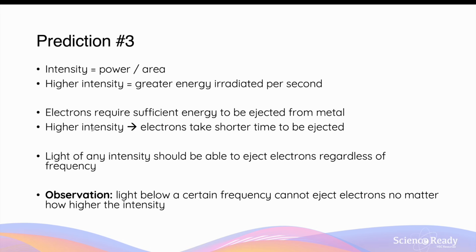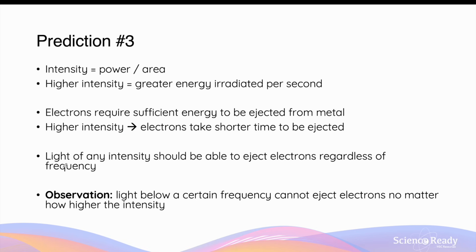the metal. Vice versa, if we have a lower intensity, this means we have a lower power per given area, and this means the rate at which the energy is transferred from the radiation to the electrons will also be slower. So instead of taking a shorter time, when we're using a lower intensity radiation, the electrons will take a longer time to be ejected.